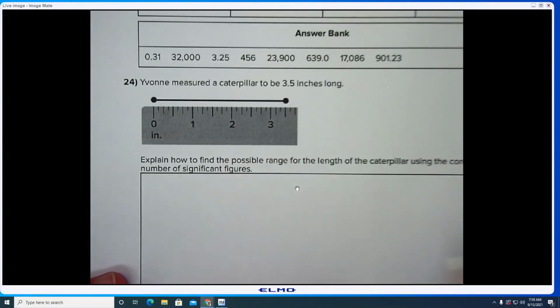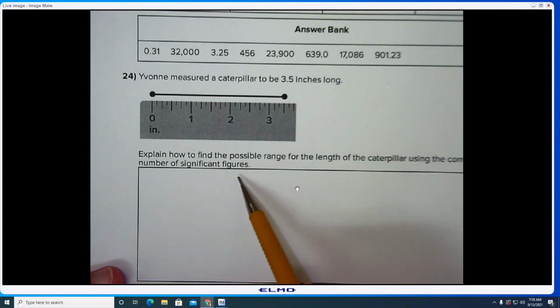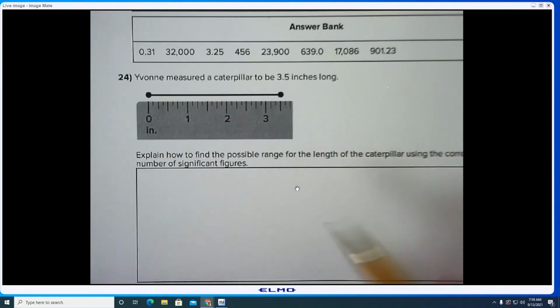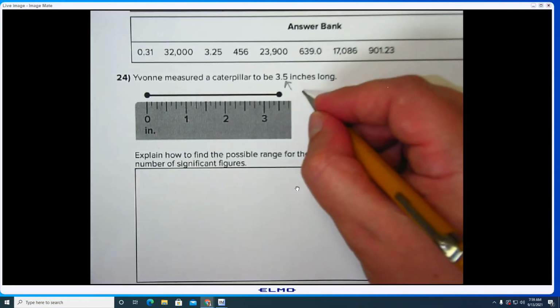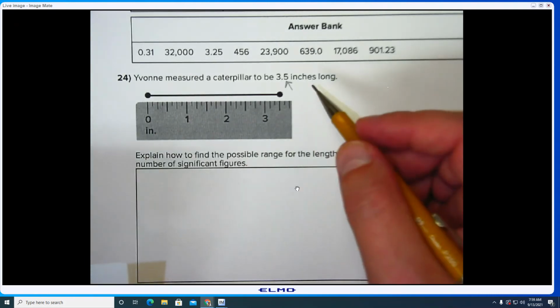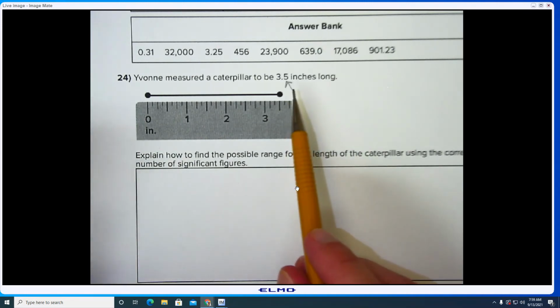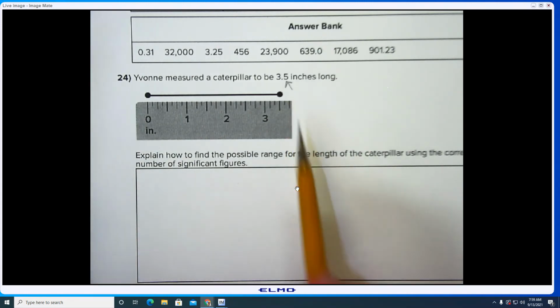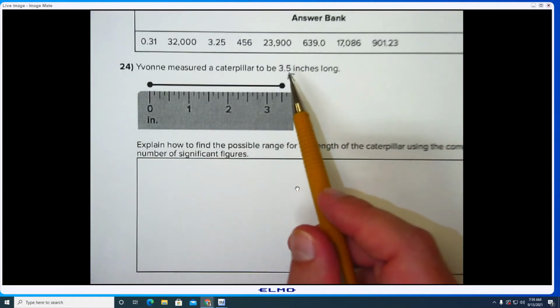Yvonne measured a caterpillar to be 3.5 inches long. Explain how to find the possible range for the length of the caterpillar using correct number of significant figures. All right. So when we're actually using it in measurement, basically we're looking at how many decimal places we have. We have 1 decimal place, so that's the one that they would call uncertain. This is uncertain to 1 decimal place. All right, but that's basically the one that we would want to use. Okay, so we'd want to have 1 decimal place on this one.